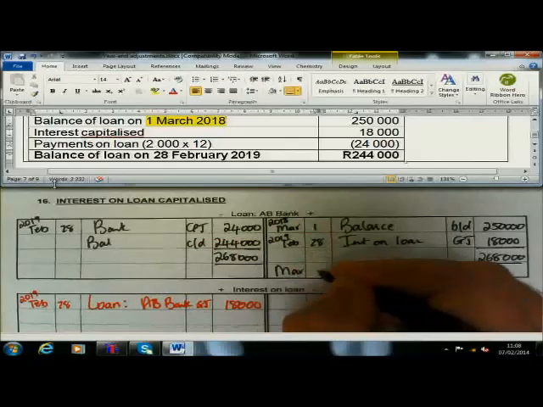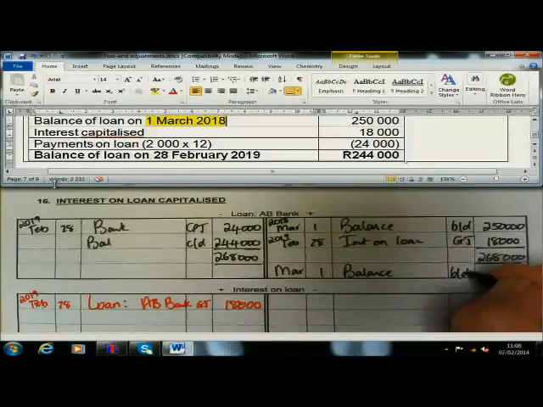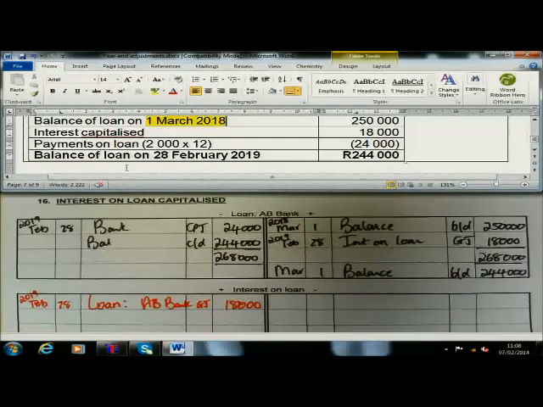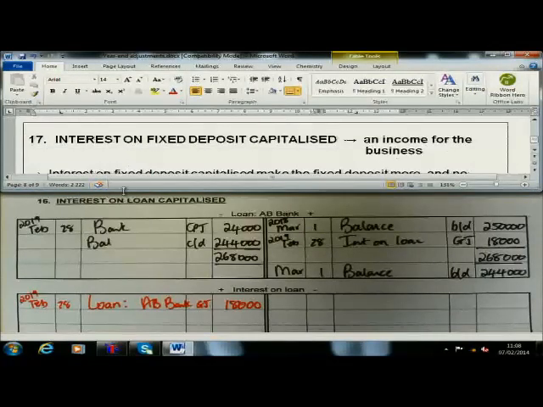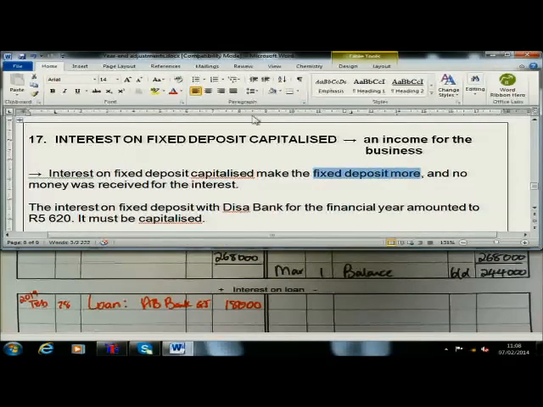First of the year, brought down 244, and that amount was given in your loan statement. So if they put question marks in there, you just work it out for yourself. Interest on fixed deposit capitalized, it means that your fixed deposit becomes more, and we don't receive any money.